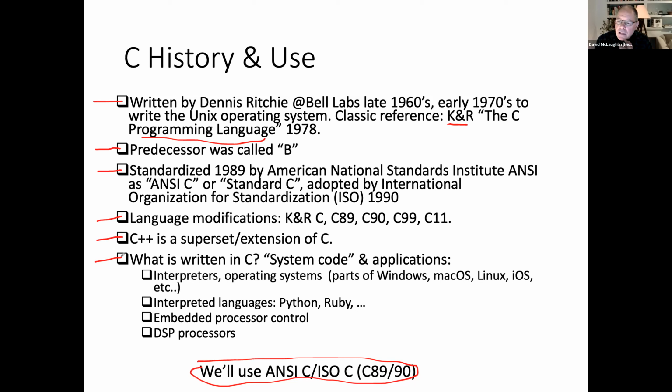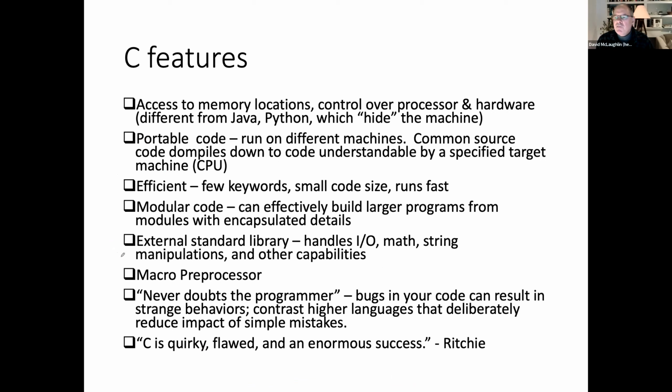Interpreted languages like Python and Ruby are written in C. For our purpose, embedded processor control applications are written in C, and that's what we're doing. Okay, some features of C. This is how people often describe the C language. You need not memorize any of this. I just want you to hear it so you have access to it. So you've seen it before.